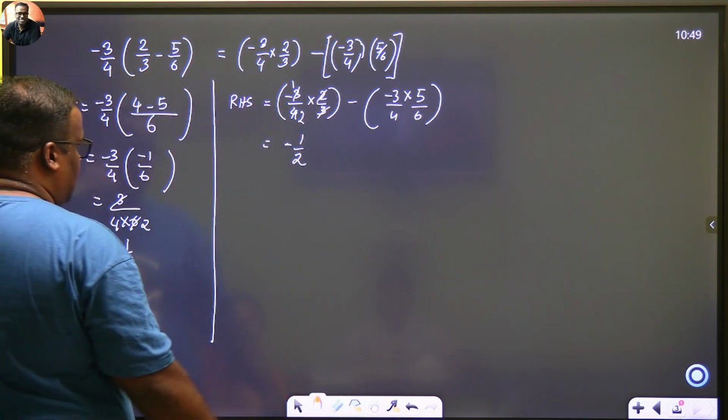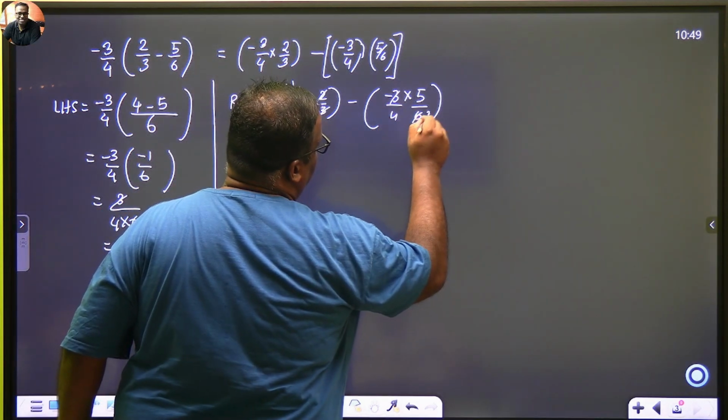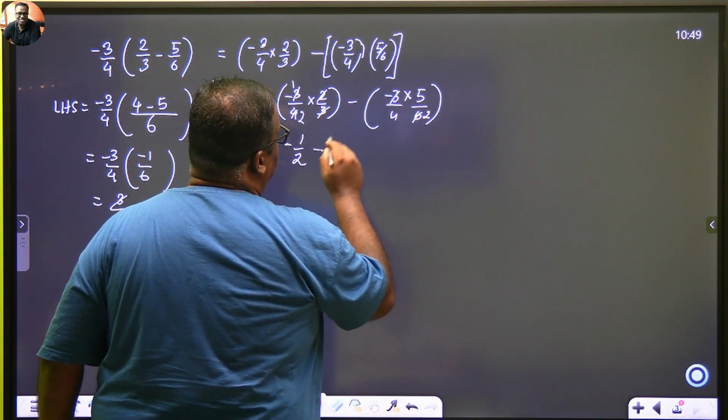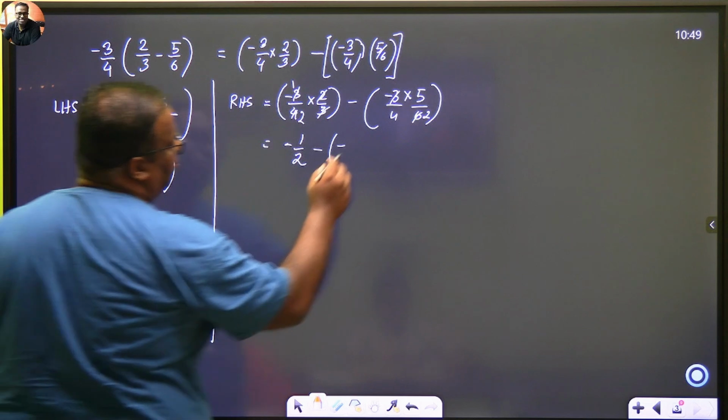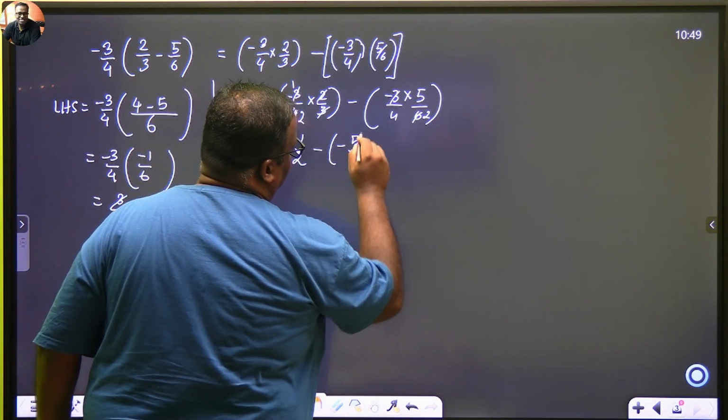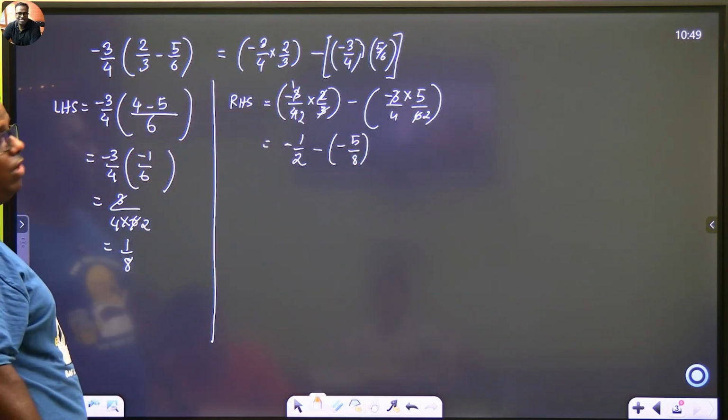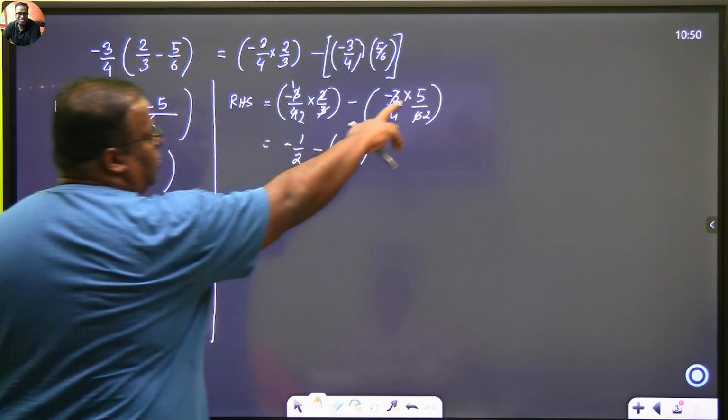Agreed? And 3 cancels this as how much? 3 2s are 6. So this is negative of -5/8. बच्चा, नेगेटिव ऑफ -5/8. ये समझ में आया? तो ये नेगेटिव अंदर है.